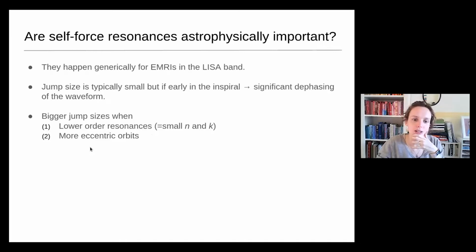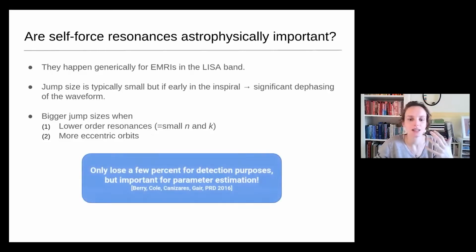They also showed that they're more important for eccentric orbits. Luckily, in the case of self-force resonances, the conclusion, although still somewhat tentative, is that you would only lose a few percent for detection purposes, but of course they are very important for parameter estimation.